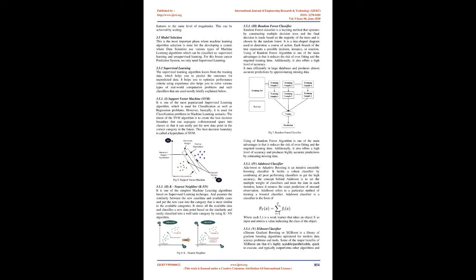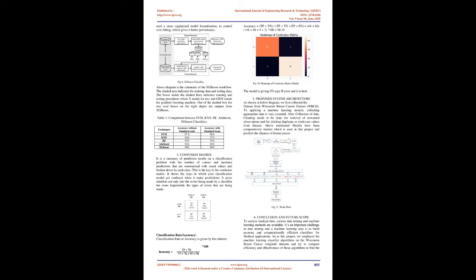3.5 Model selection. This is the most important phase, where the machine learning algorithm is selected for developing a system. Data scientists use various types of machine learning algorithms, which can be classified as supervised learning and unsupervised learning. For this breast cancer prediction system, we only need supervised learning. 3.5.1 Supervised learning. The supervised learning algorithm learns from the training data, which helps you to predict the outcomes for unseen data. It helps you to optimize performance criteria using experience, and also helps you to solve various types of real-world computation problems. The classifiers that are used most are briefly explained below.